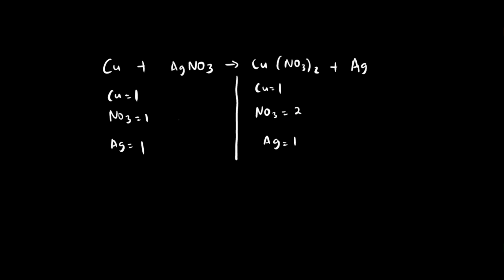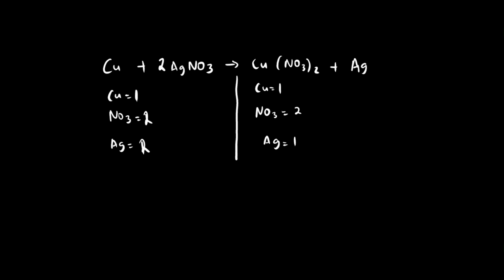Least common multiple of 1 and 2 is 2. So we need to introduce a coefficient of 2 in front of the silver nitrate on the left hand side. So now we have 2 silver and we have 2 nitrate on the left hand side. The coppers are still balanced, there's no issues there. The nitrates are now balanced.